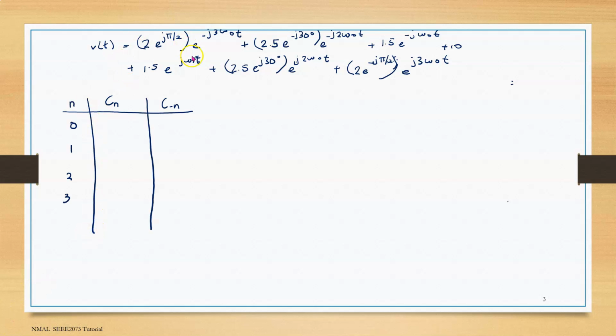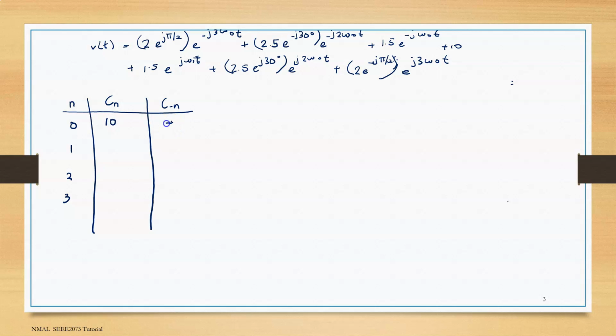In order to extract the complex Fourier series coefficients, you put them in the table up to n equal to 3, because in the equation n goes up to 3, at 3 omega naught t. So you put it like this. From here you take the values for n equal to 0. n equal to 0 refers to 10 because it doesn't have any frequency.